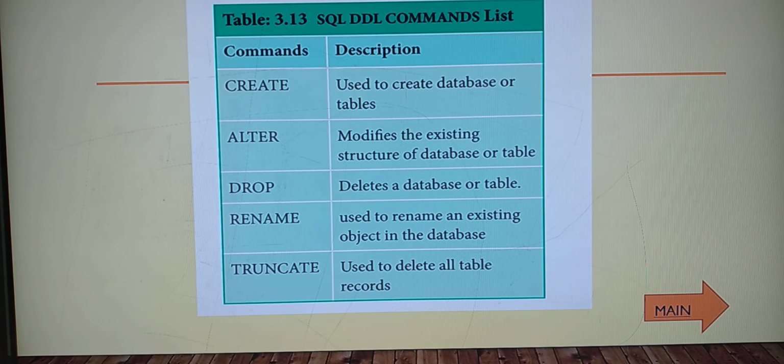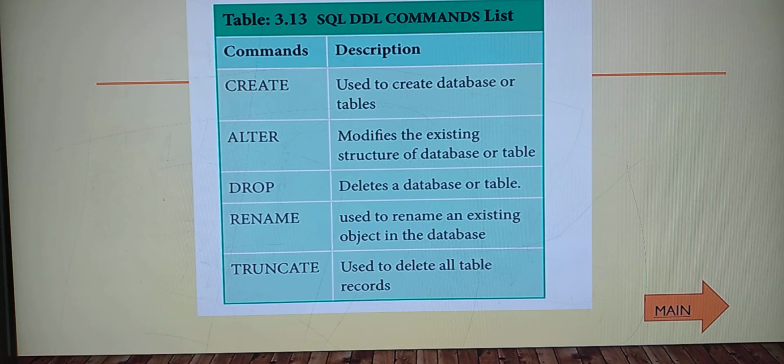The next command under DDL is drop. Drop is nothing but you are going to delete a table or database. The next one is rename, which is used to rename an existing object in the database. Rename means you have already created a database and now you want to change the name, so for that purpose you can use the rename command.